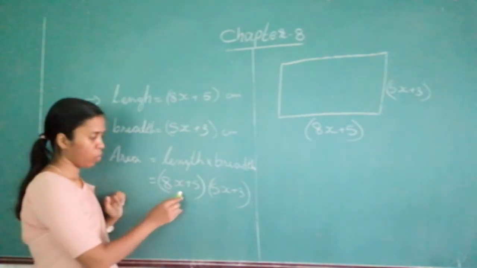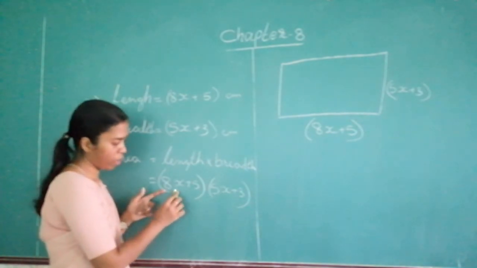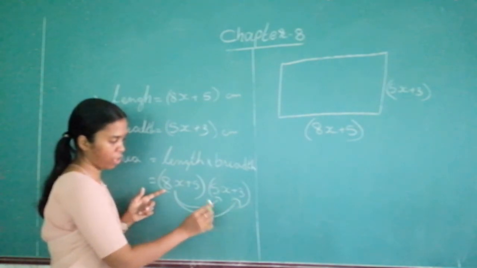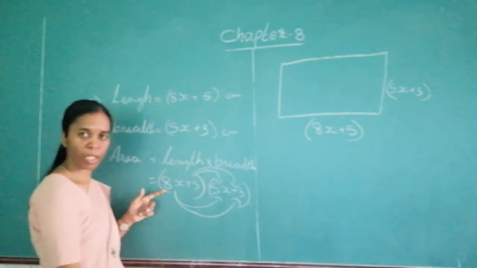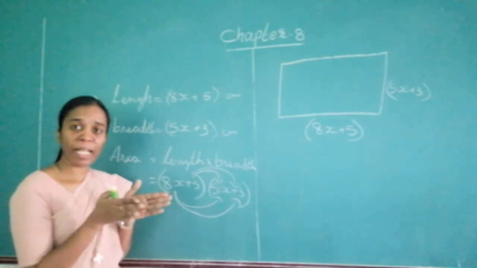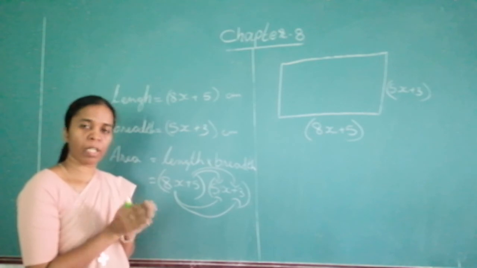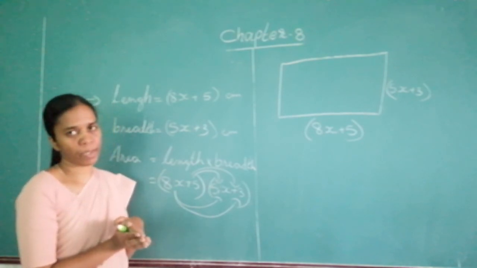How do you do it? Open the bracket. How? Each term. So first you multiply 8x with 5x. Then 8x with 3. Then 5 into 5x. 5 into 3. You will find some like terms. So put the like terms together and that will be the area of the given rectangle.